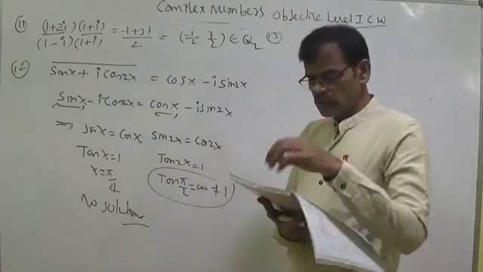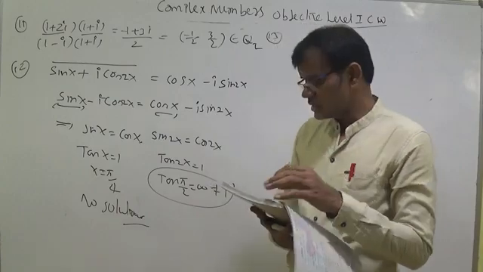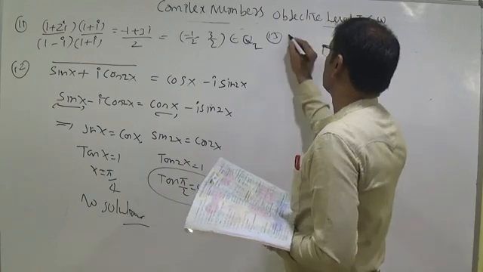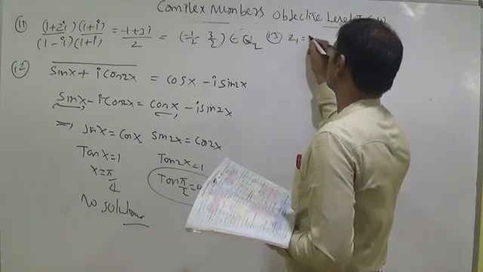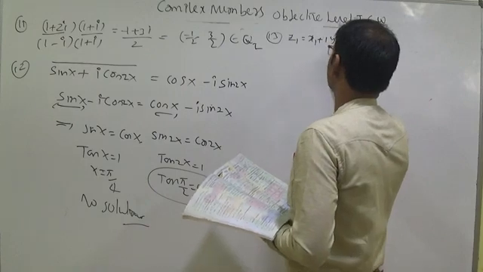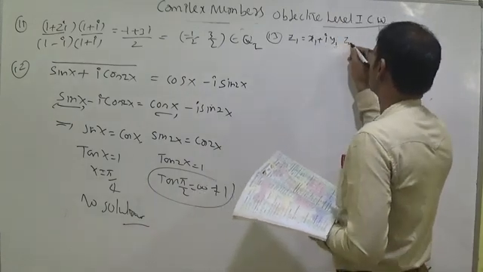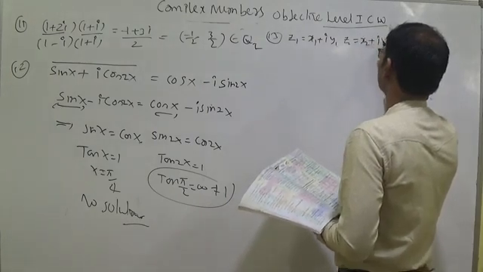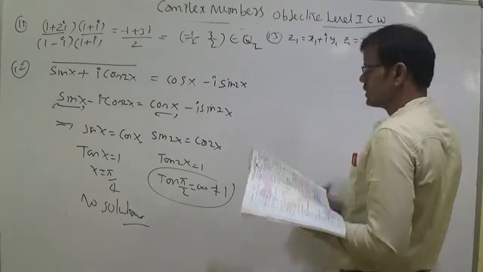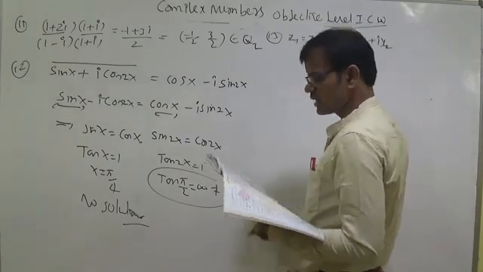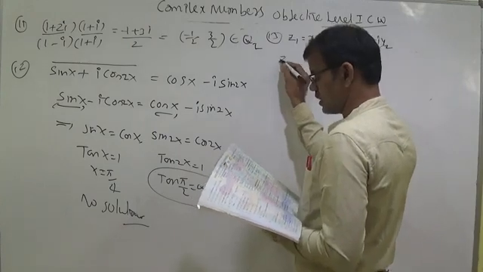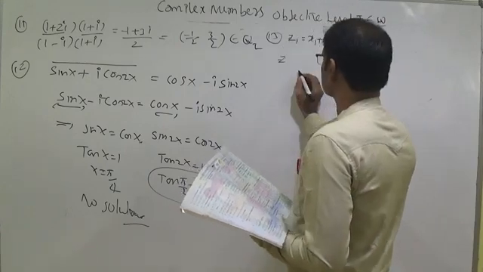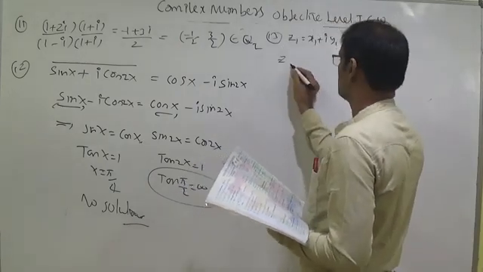13th question. Z1, Z2 are two complex numbers such that Z1 plus Z2 is a complex number and Z1 Z2 is a real number. Let Z1 is equal to x1 plus i y1, Z2 is equal to x2 plus i y2. Z1 and Z2 are two complex numbers. Z1 plus Z2 is a complex number and Z1 Z2 is a real number. No, cannot be possible like this.